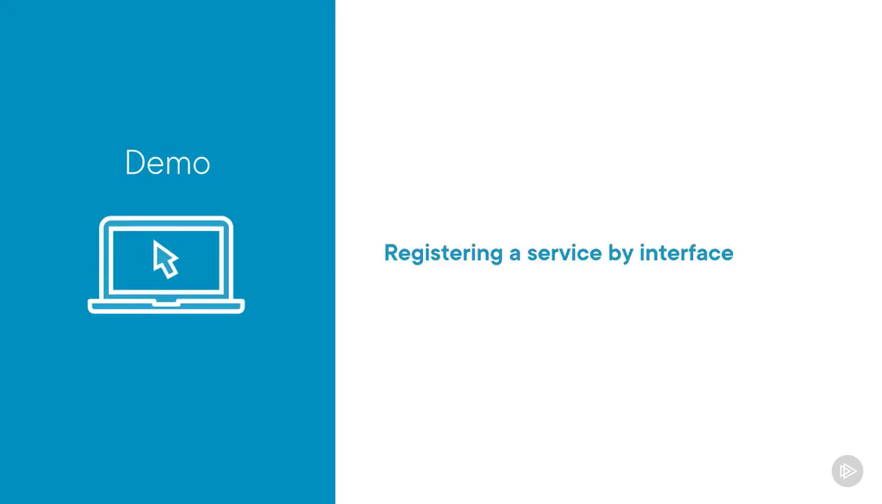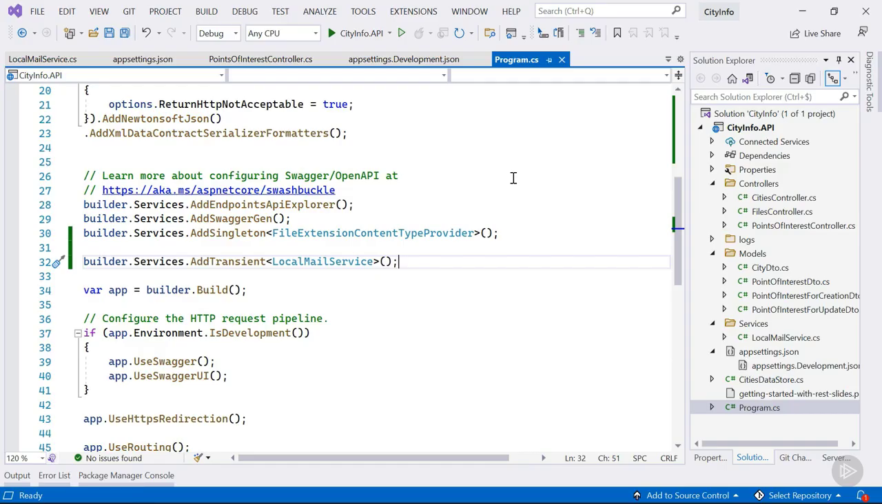In this demo, we will make sure that the selection of the concrete implementation of a service is handled outside of the class that needs it. We've registered a concrete type, local mail service. That will make it hard to work with a testing service in a different environment. Let's improve on this.